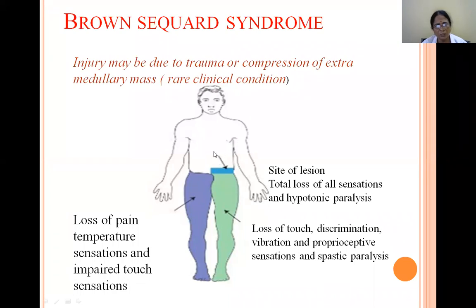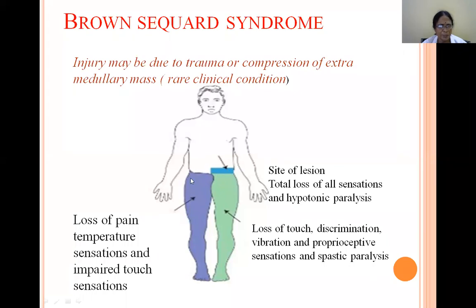Now, as you all know, the anterior and lateral spinothalamic tracts cross to the opposite side, and the dorsal column travels on the same side. Therefore, suppose a lesion is there. At the site of lesion, total loss of all sensation occurs. And then there may be paralysis.